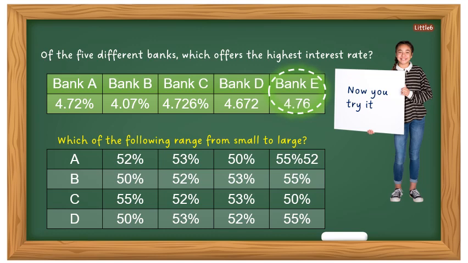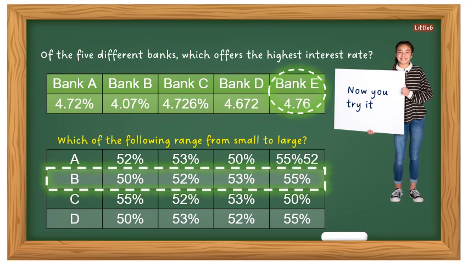Now moving on to the second one, which of the following range from small to large? Is it A, B, C, or D? Again, pause the video, see how you got on. So how did you do? Well, if you selected B, well done.